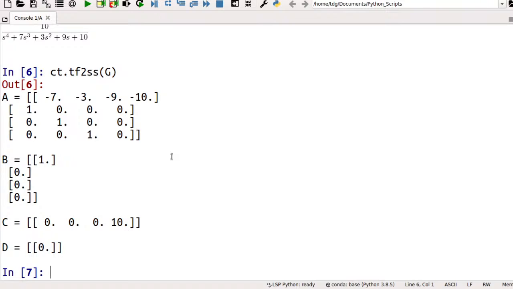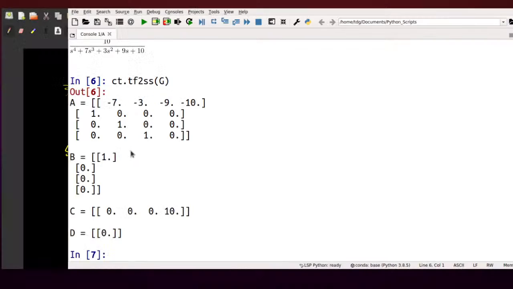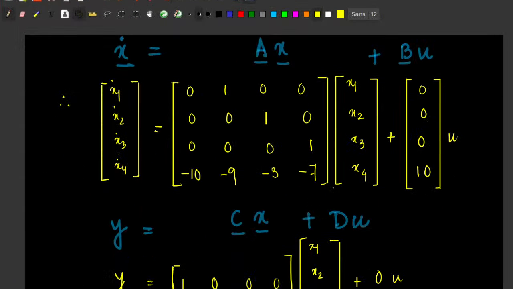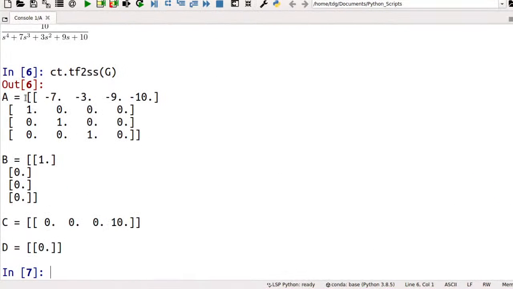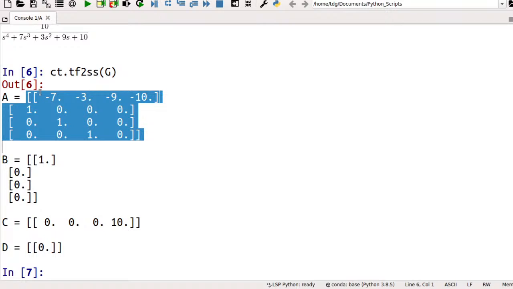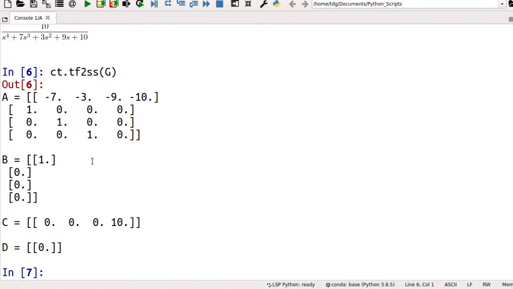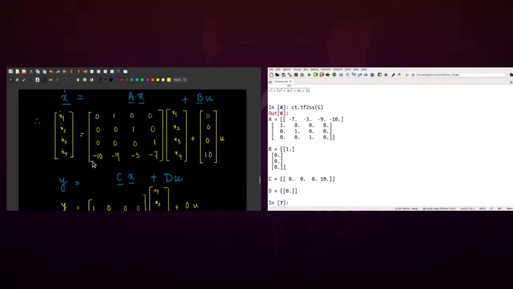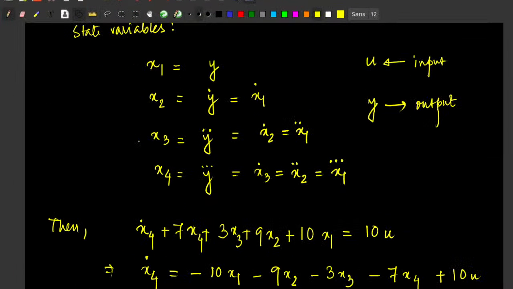But look very carefully, the way they have implemented the state space model is slightly different from ours. In our model, we ended up with -10, -9, -3, -7, and this is what their matrix looks like. So they have a different representation, and I can tell you how they got this representation. The way Python is doing here, they are just assuming the thing in the reverse order. So they are assuming x4 to be equal to y.